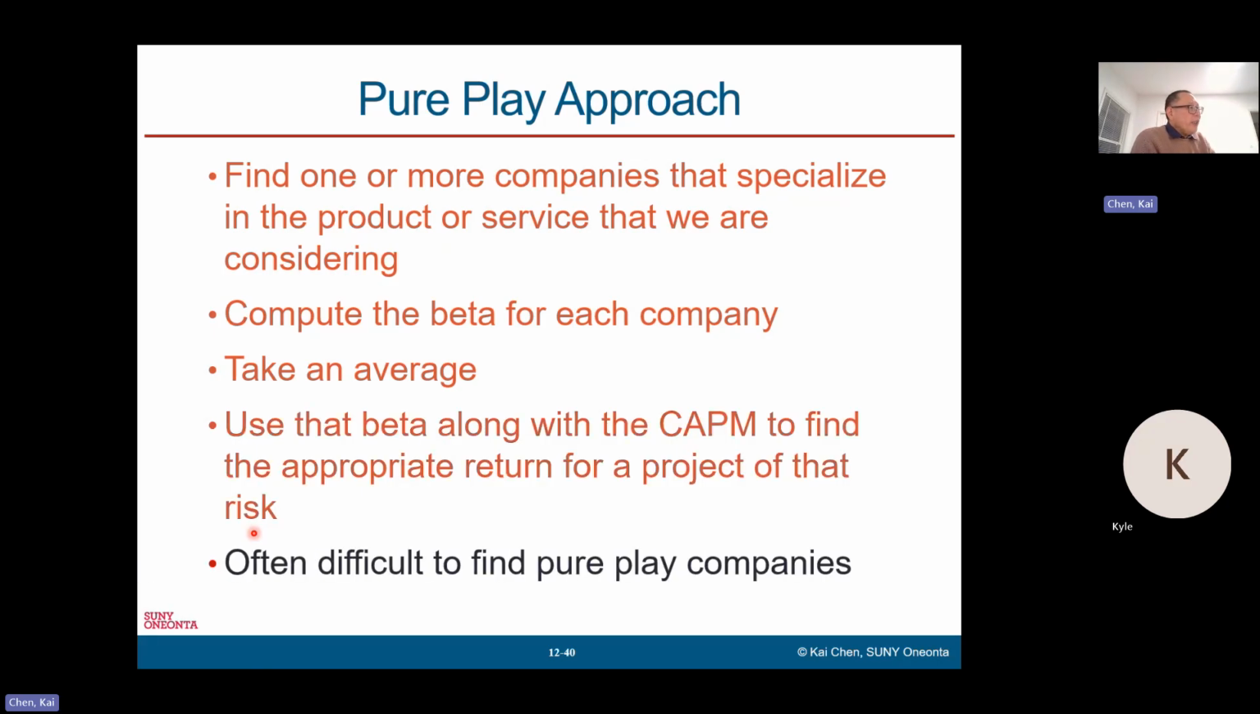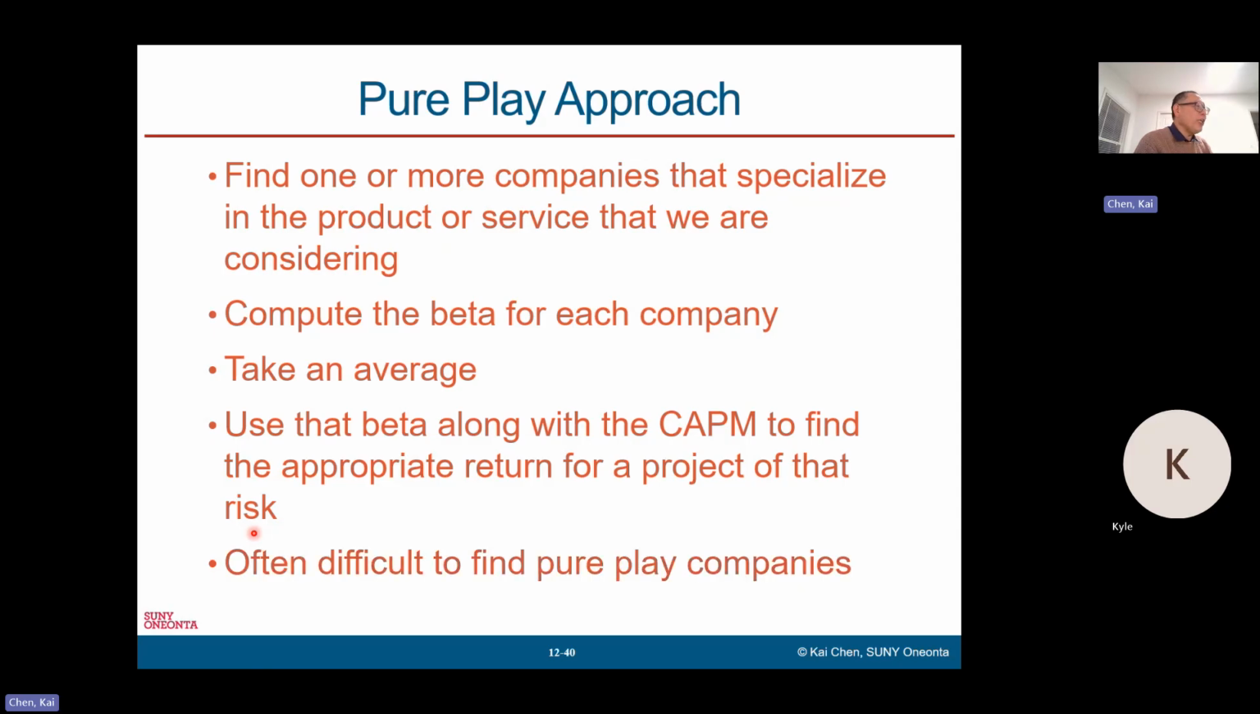However, in the real world, it is often difficult to find pure play companies. Many companies produce multiple lines of products, so it is not easy to find this kind of company.